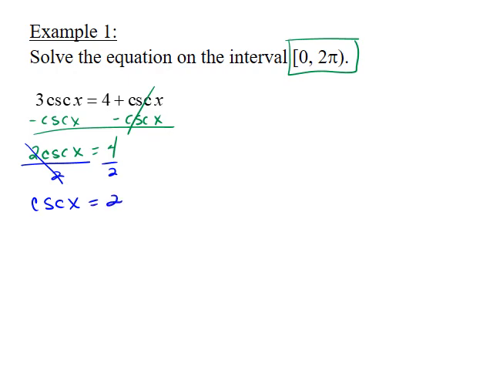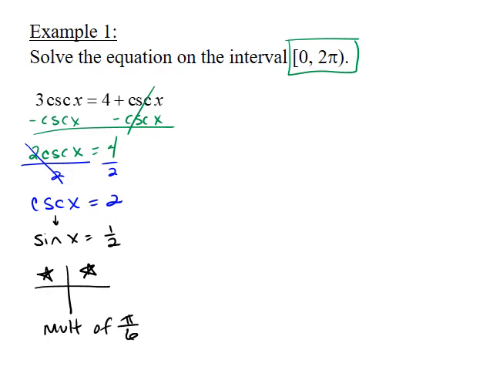Okay, now sometimes students struggle with cosecant, secant, cotangent. So what you can do is take the reciprocal of both sides. We know the reciprocal of cosecant is sine, and the reciprocal of 2 is a half. So we want to solve the equation sine of x is equal to a half. Okay, well, in this equation we see that sine is positive, and sine is positive in the first and second quadrant. And we know that sine is a half at multiples of pi over 6. So my reference angle is pi over 6.